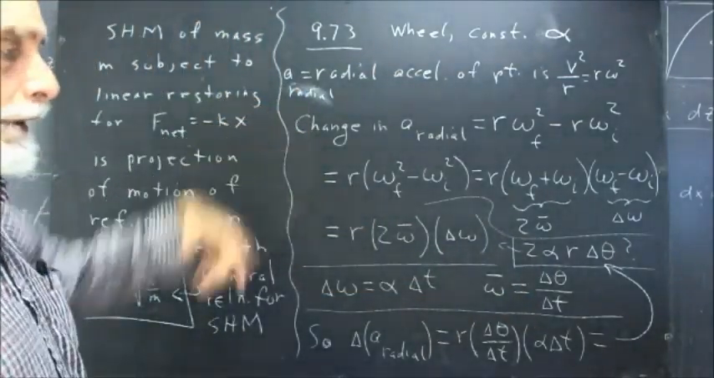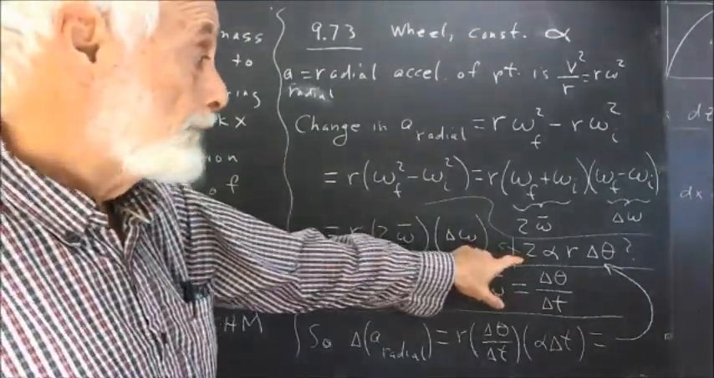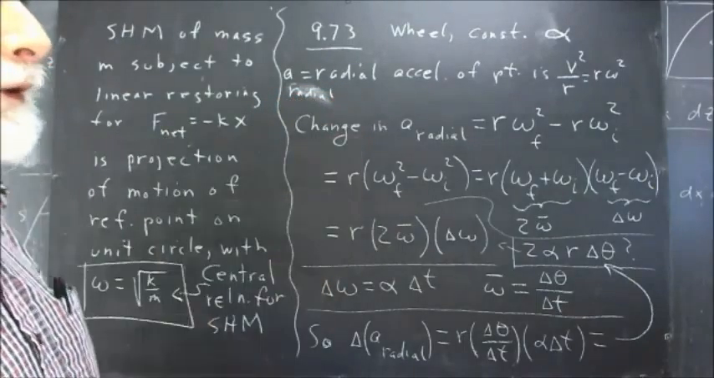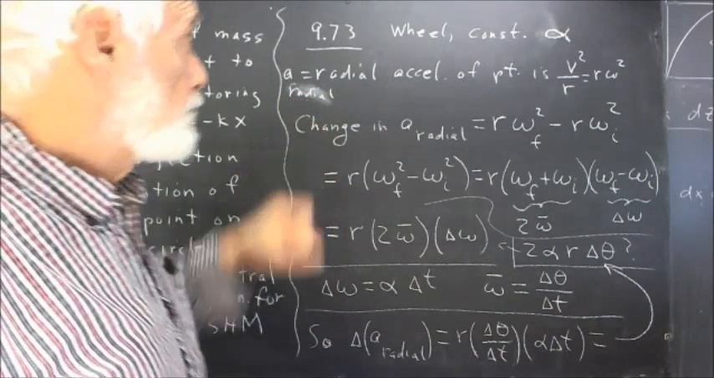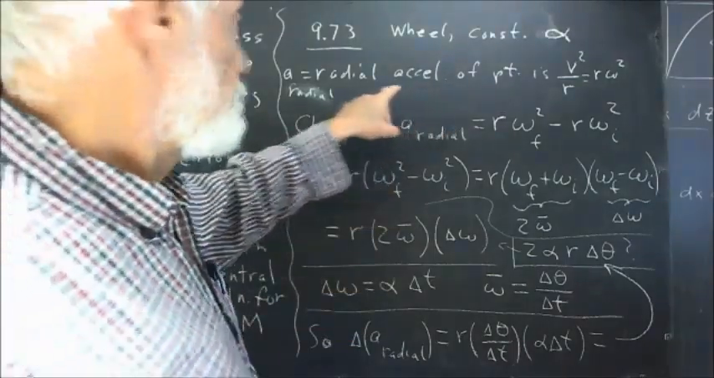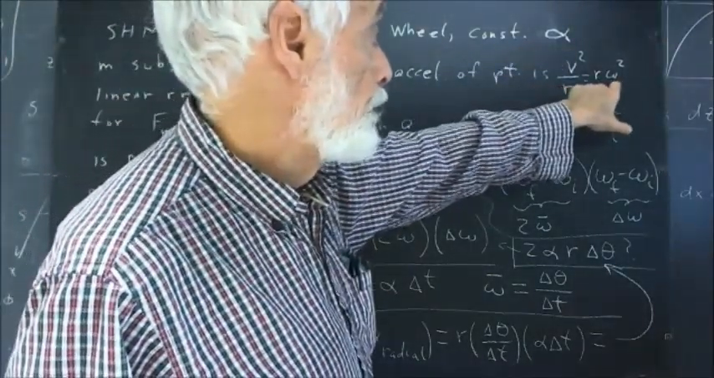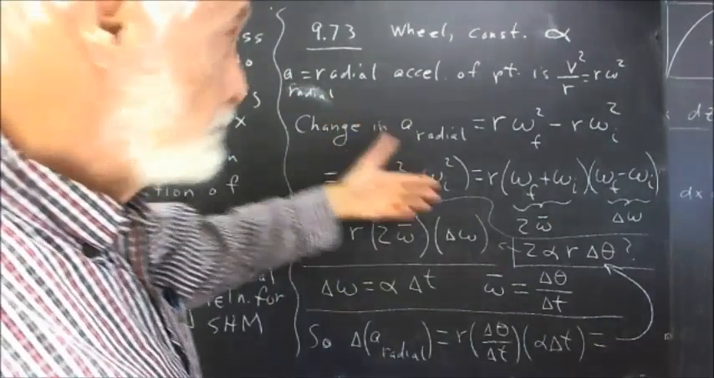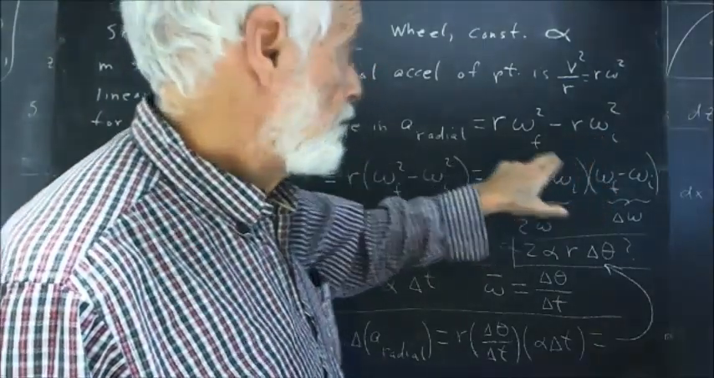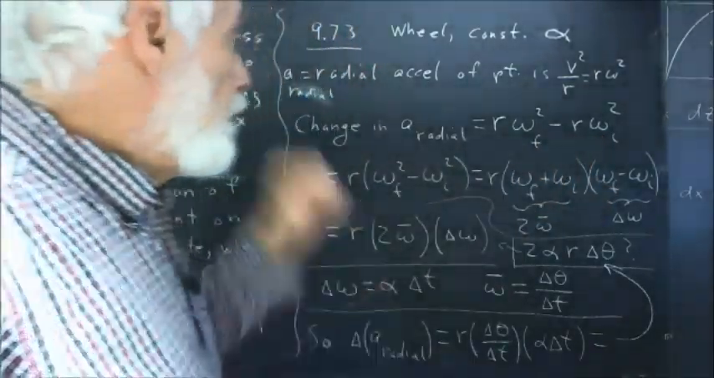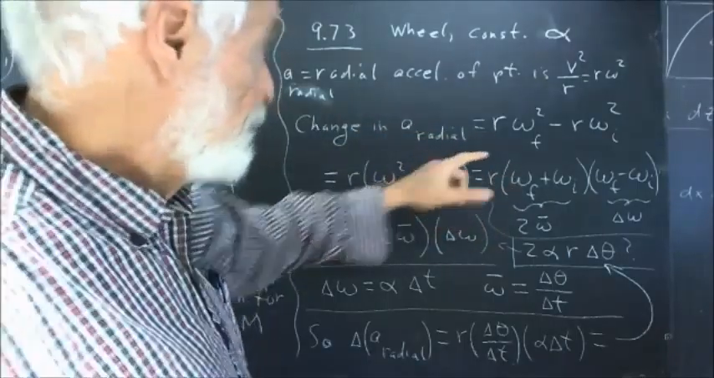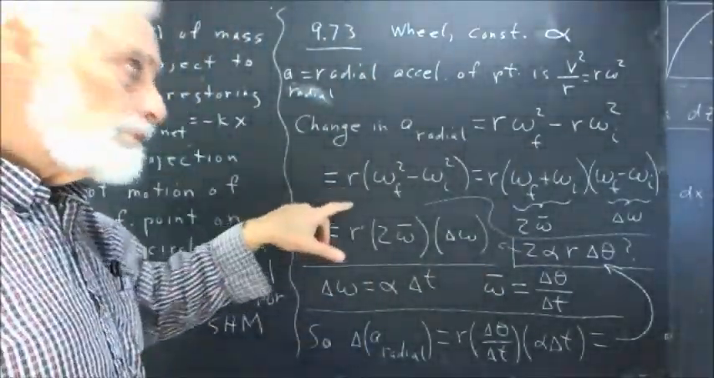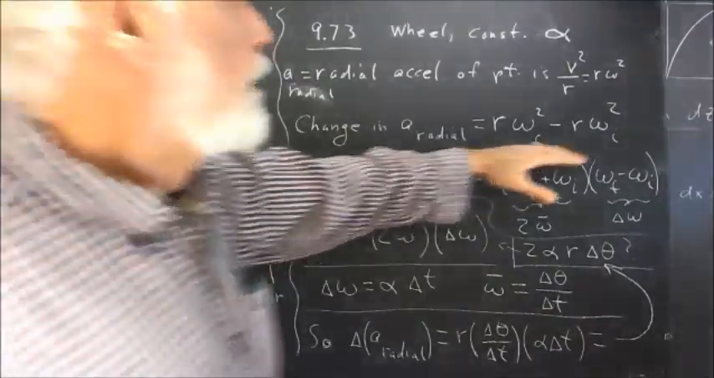Well, first of all, we're again asked to show that the radial acceleration is equal to this. Well, radial acceleration, let's just follow our nose. Radial acceleration is v squared over r, which is r omega squared. The change in the radial acceleration over an interval, where omega i is the initial and omega f the final angular velocity, is the change in r omega squared, which is this. And factoring out r, we write this down.